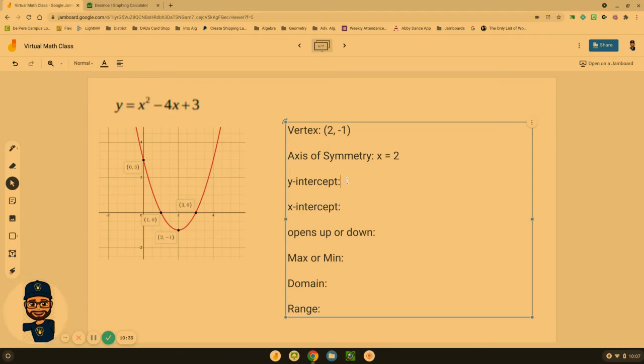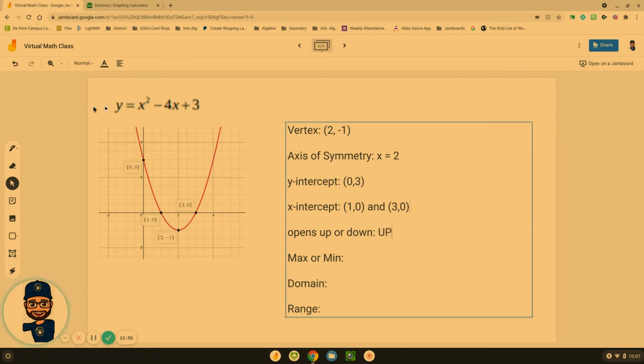What is the y-intercept? Where does that graph cross the y-axis? That's at the point (0, 3), clearly labeled right there. What's the x-intercept? Well, in this problem, we actually have 2: (1, 0) and (3, 0). Right? We can see that it crosses that x-axis twice, once here and once there.